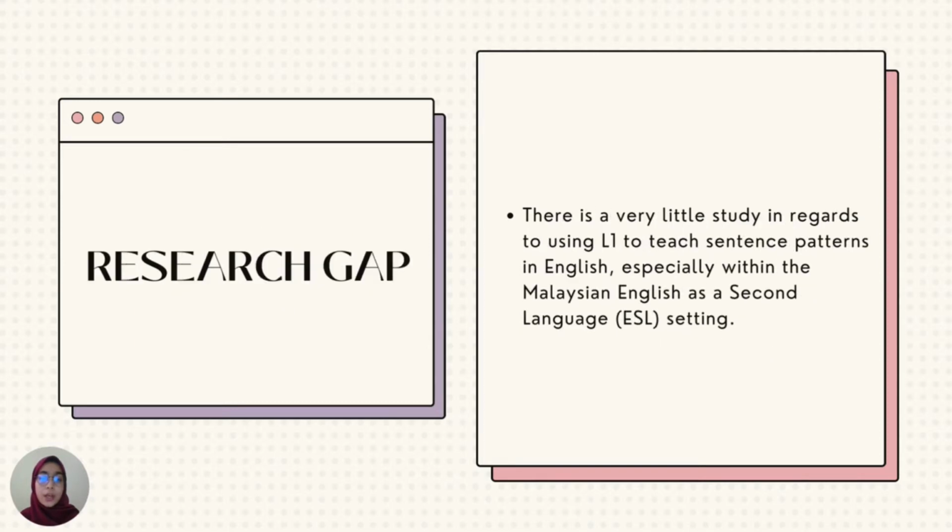Moving on to the next part, the research gap. So there is very little study in regards to using L1, which is the first language, to teach sentence patterns in English, especially within the Malaysian English as a second language (ESL) setting. So this is a research gap between other past studies.